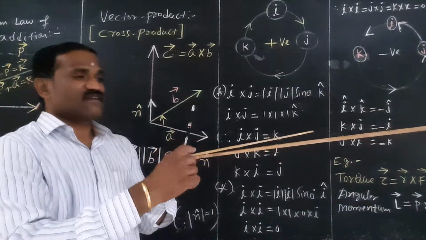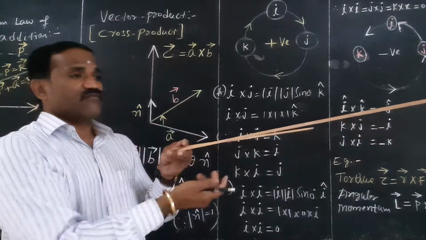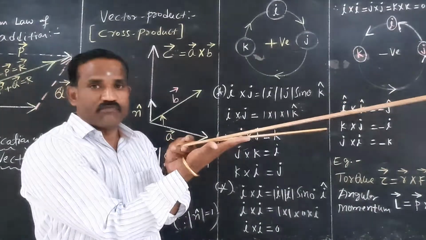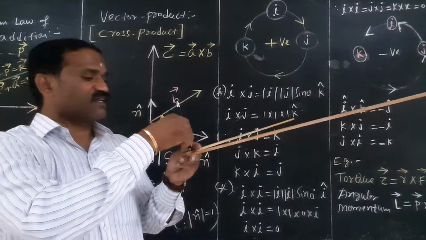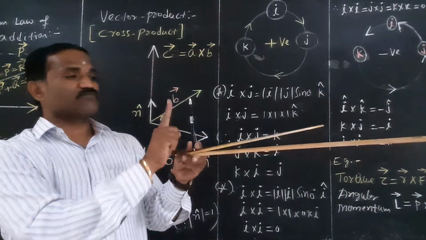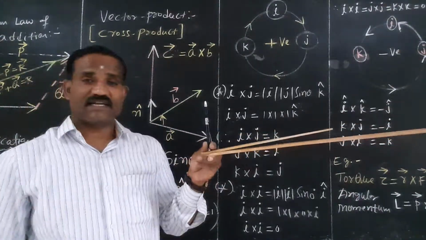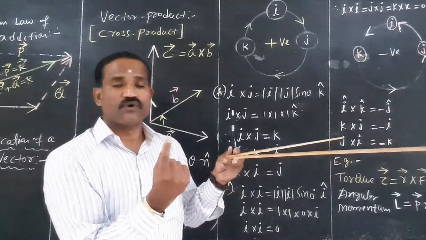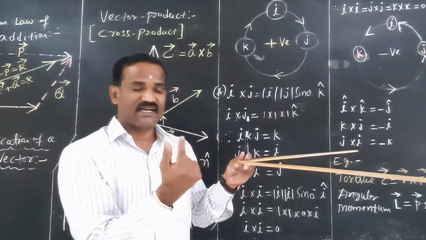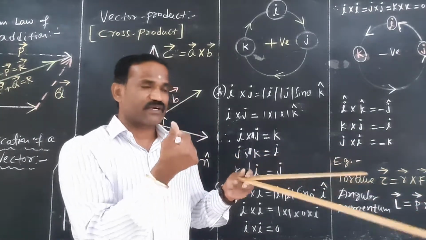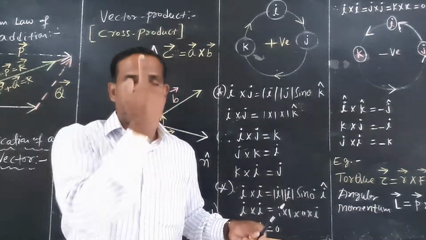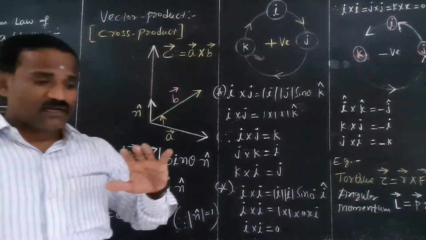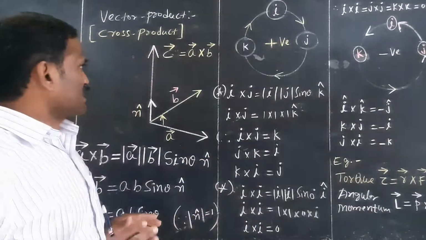I'll repeat once again. This is vector A, this is vector B. Vector A and vector B act along the same plane only, which represents both magnitude and direction. Where is the resultant vector? This is the resultant vector, which is perpendicular to vector A and vector B. The best example is a screwdriver, a right-handed screw. Whenever a right-handed screw is rotated in an anti-clockwise direction, it will go up. Later I will give the example for vector product.